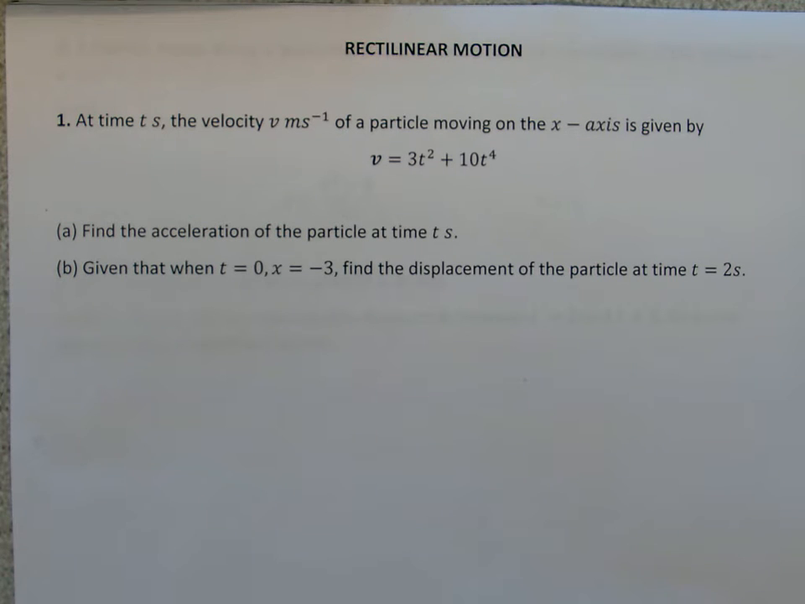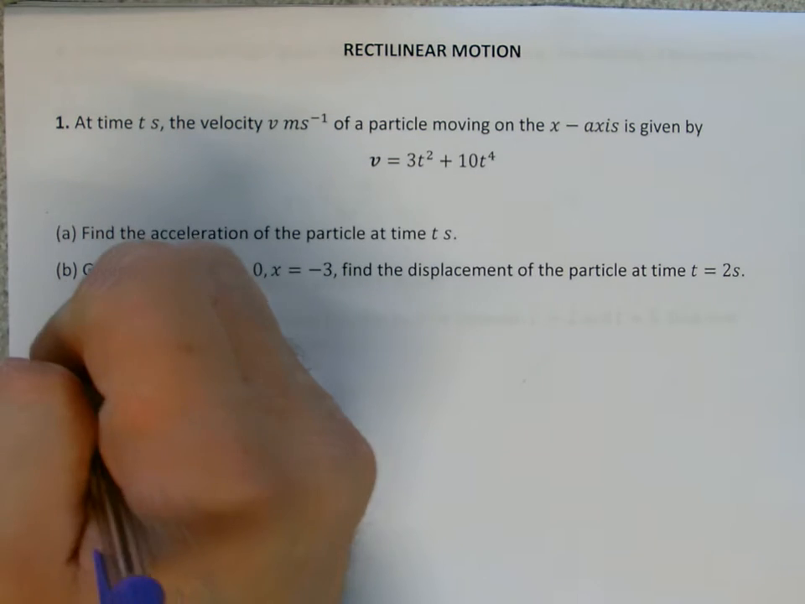Right, rectilinear motion. Question 1 then, let's have a look at this. It says, at time t seconds, the velocity v of a particle moving on the x-axis is given by this here, okay? So it's in terms of v. Then it says, find the acceleration of the particle at time t seconds, given that when t equals 0, x equals -3, find the displacement of the particle when t equals 2. Okay, let's focus on part A to begin with.